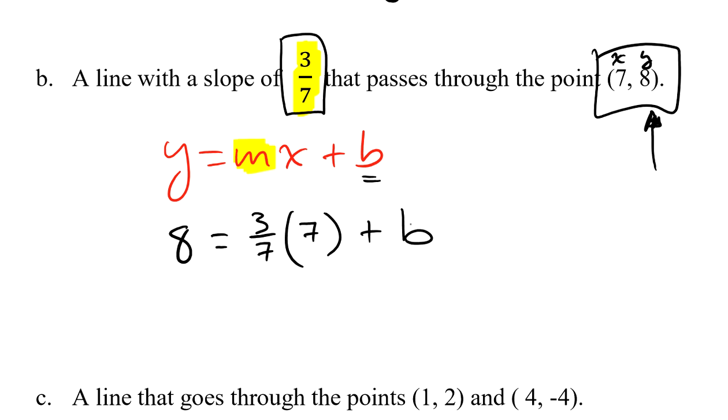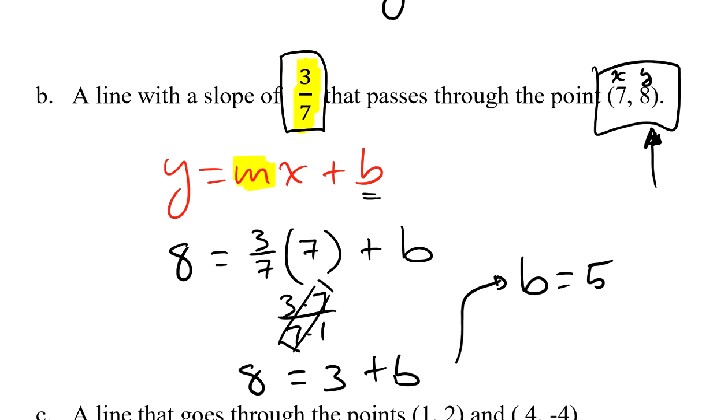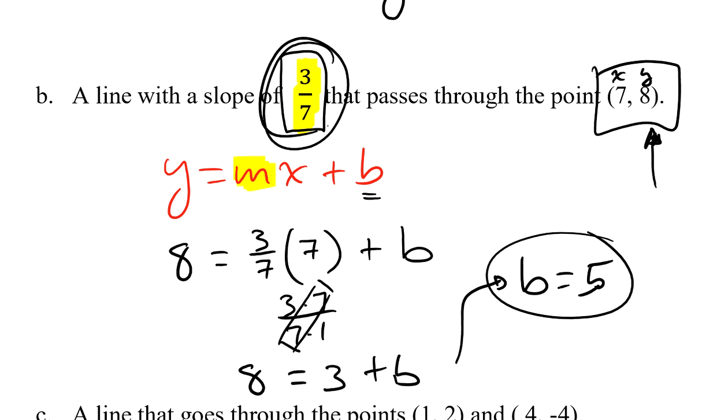If I simplify this, 3/7 times 7, you can think of it as 21/7, or you can see the giant 1 there, right? If I have 3 times 7 over 7 times 1, this 7 over 7 forms the number 1. So I'm left with just 3. This becomes 8 equals 3 plus b. If I take away 3 from both sides, we get that b is 5. So now we know both parameters, right? We know our y-intercept, and we already had our slope.